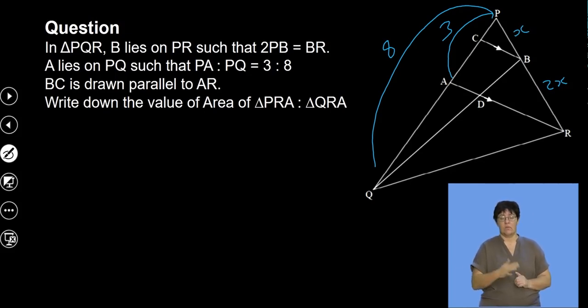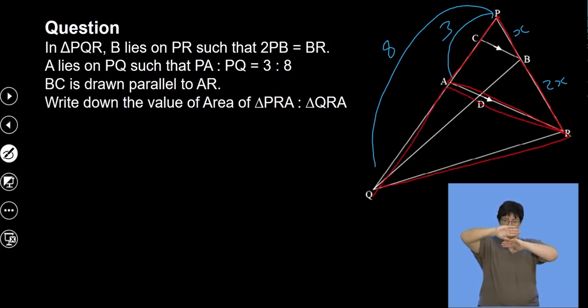And then I want to talk about the ratio of the areas. The main thing I must look for is whether the triangles are between two parallel lines or not. If they are, it means they have the same height. So which triangles am I dealing with here? It's PRA, so PRA will be that one there, and it's also QRA there. Automatically you can see that the parallel lines will roughly be those ones there.